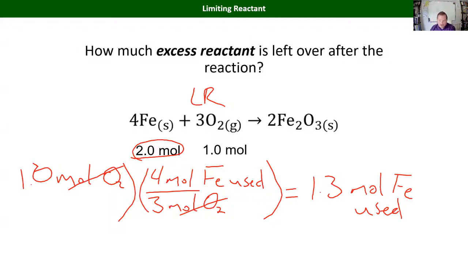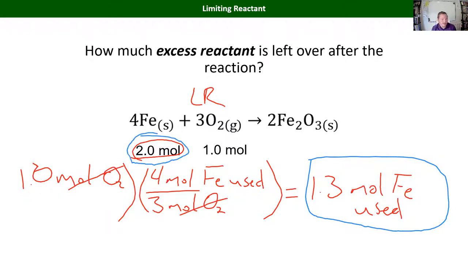This is the part where I can't really teach you just one process to memorize. It's way more helpful to think about what's actually happening. If I'm using 1.3 moles of iron, and I have 2 moles of iron initially, the excess, the stuff that's not used, is just what's left over. If I have 75 hamburger buns and I use 50 of them, the excess is the difference: what I started with minus what I used.